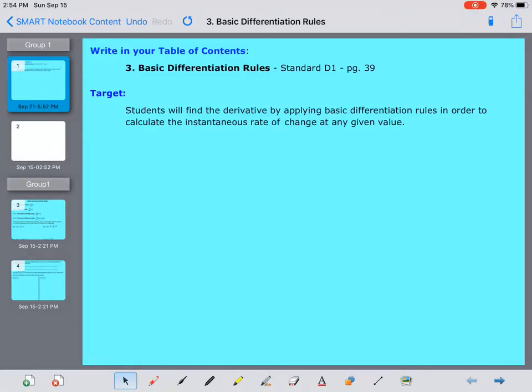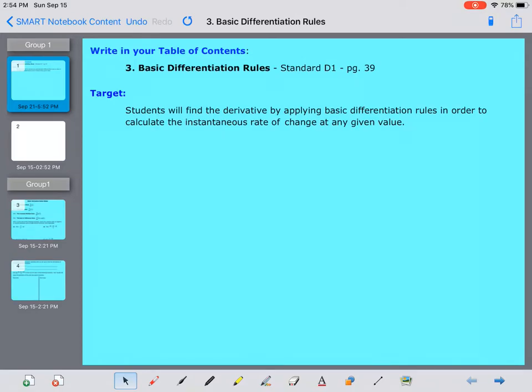Okay, so this video is going to cover some basic differentiation rules, kind of like our limit laws. So in class, we just finished talking about the limit definition of a derivative, and we came to a realization that there were possible shortcuts in the process. So we're going to talk about those shortcuts today.